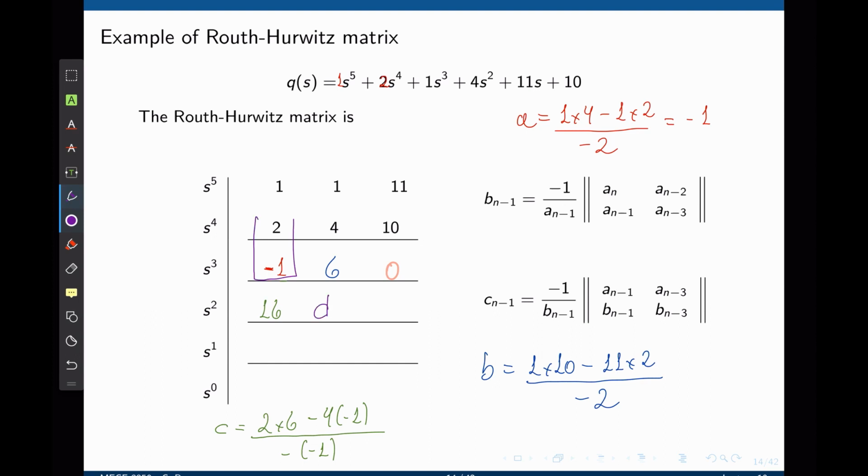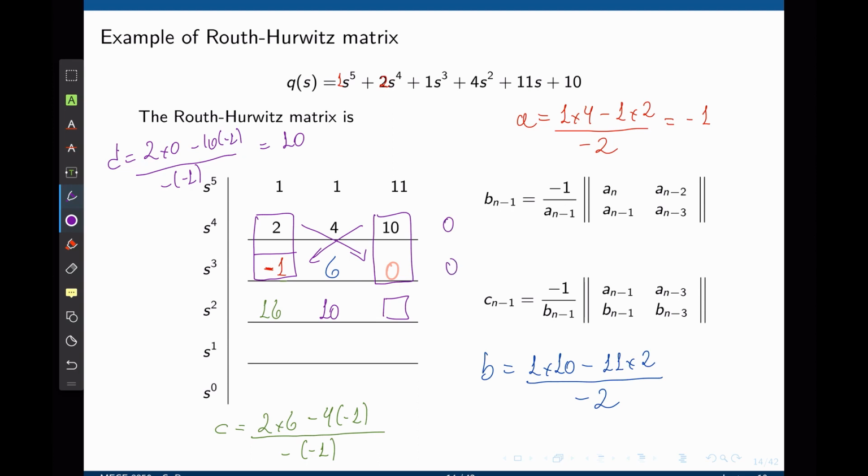Now this element here, let's call that D. D will take the same starting cells, but I now have to expand the determinant by one column. This will be 2 times 0 minus 10 times negative 1 divided by where it ends, negative 1, which is equal to 10. The next element here would need to take the expanded column, which has 0, 0. So 2 times 0 minus 0 times minus 1 divided by minus 1 is 0. This element here is simply 0.